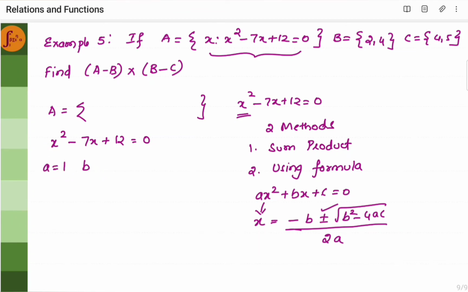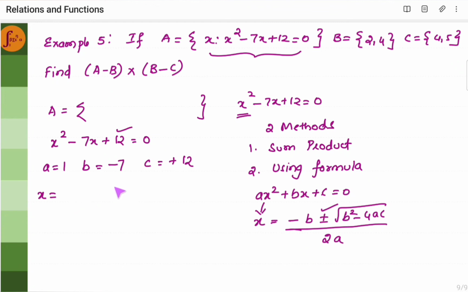What is b? B is the number next to x. It's minus 7. Remember to take the minus sign. And what is c? C is just a constant. That is just the number. C is equal to plus 12. Now substituting a, b and c, we'll find the value of x.